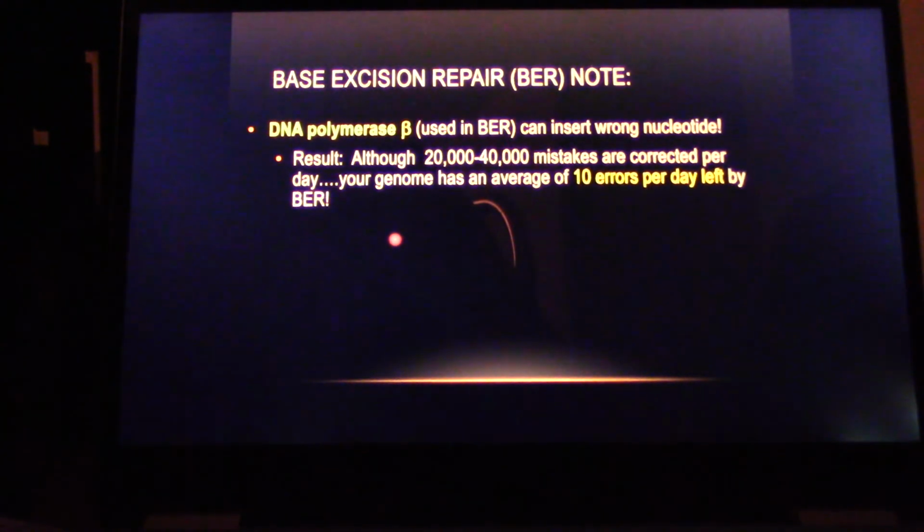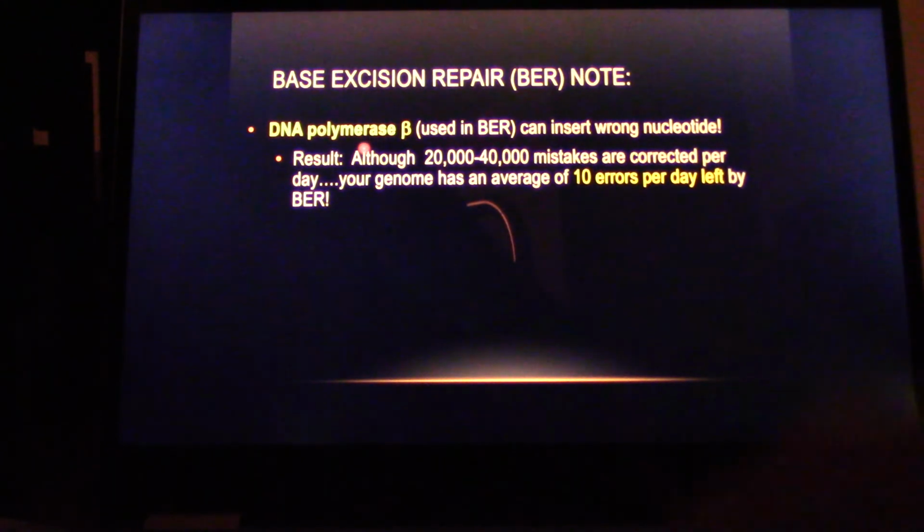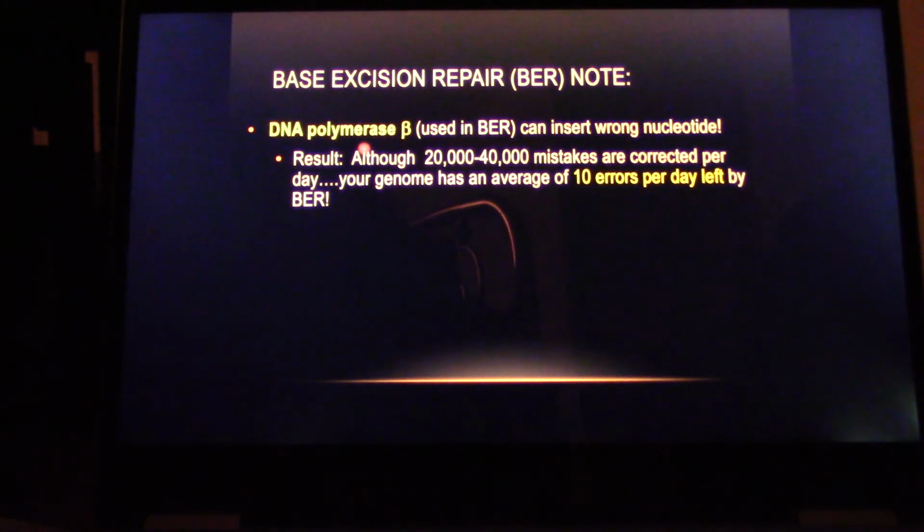So a small note on base excision repair. The DNA polymerase that comes in, there are many DNA polymerases, as you may be aware of. In eukaryotes, DNA polymerase beta is used in the base excision repair pathway, and it can insert the wrong nucleotide. So you can have 20,000 to 40,000 mistakes that are corrected per day, but some may not get corrected. Your genome has an average of 10 errors per day left by BER.